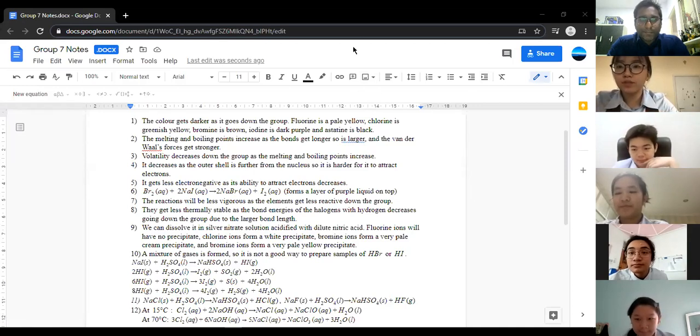And as you can observe, fluorine is pale yellow, it's a gas, and chlorine is a greenish yellow gas, bromine is a brown gas or liquid, and iodine is a dark purple solid, and astatine is a black solid.